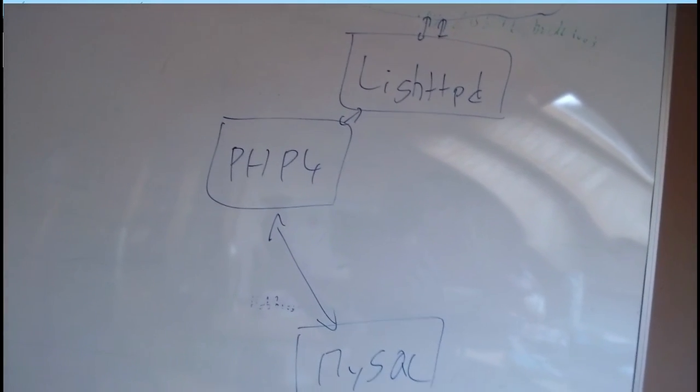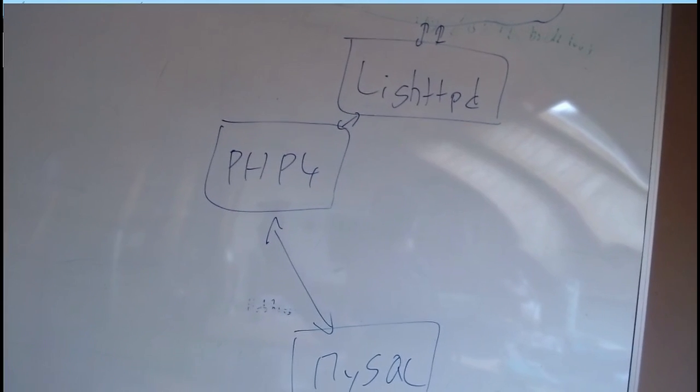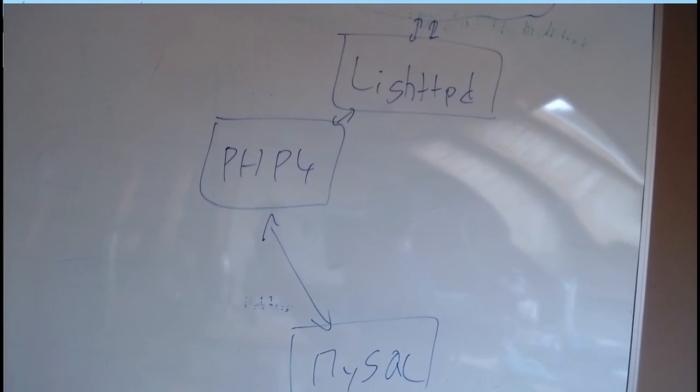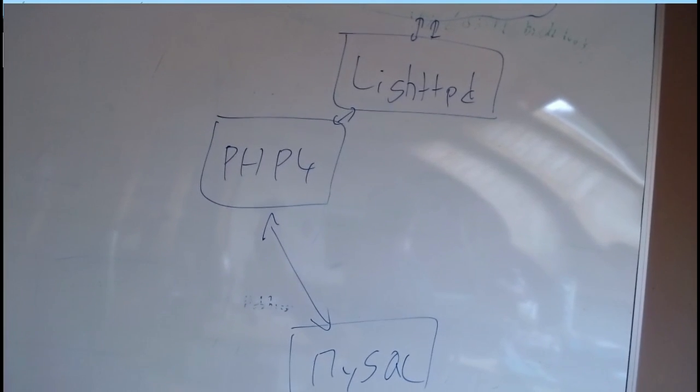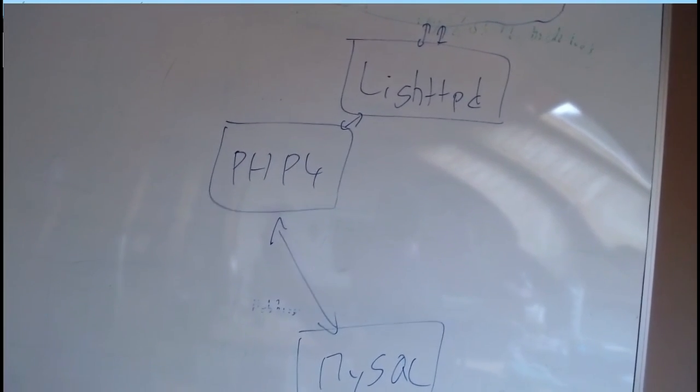But the thing is that it relies on so-called register globals, which means that parameters passed through GET or POST are automatically populated as variables. And if you don't want to do that, then you need to basically go through the whole code base. It is a terrible idea, by the way.